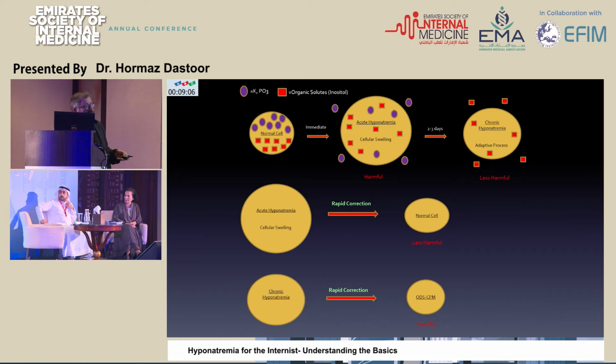You can just bolus them with 3% saline, and you won't have any problems. Chronic hyponatremia, usually you'll see like these old ladies sitting at home, a little malnourished, they're drinking a lot of water, not eating a lot of meat. If you correct them rapidly, you're more likely to get osmotic demyelination syndrome.